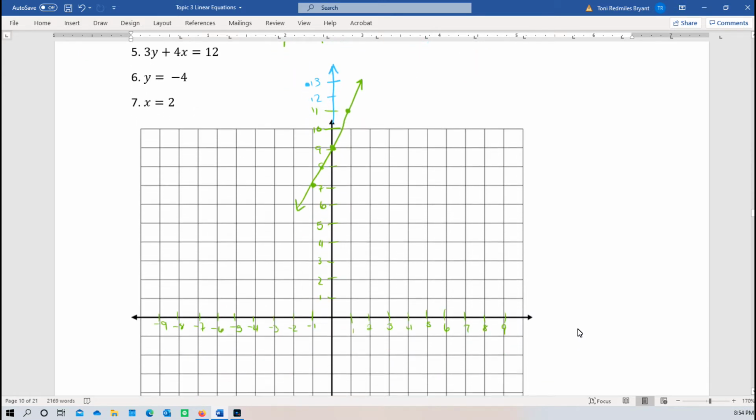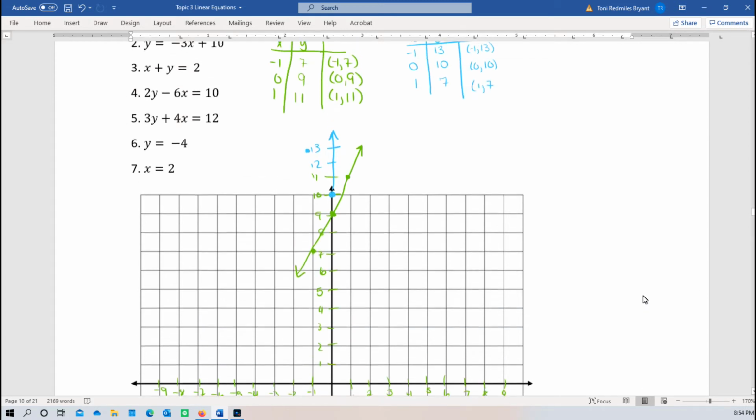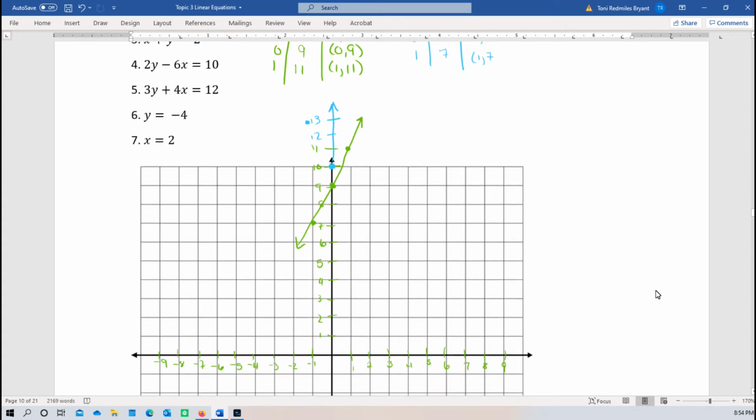This one's going to have a 0, 10, so x is 0 and y is 10. That's right here. And next is 1, x is 1, y is 7. They come together right here. And there's our line.